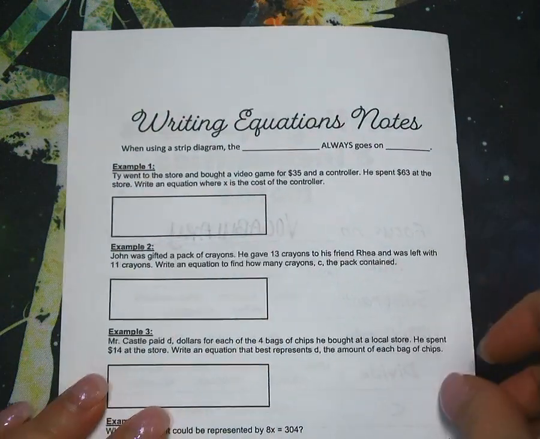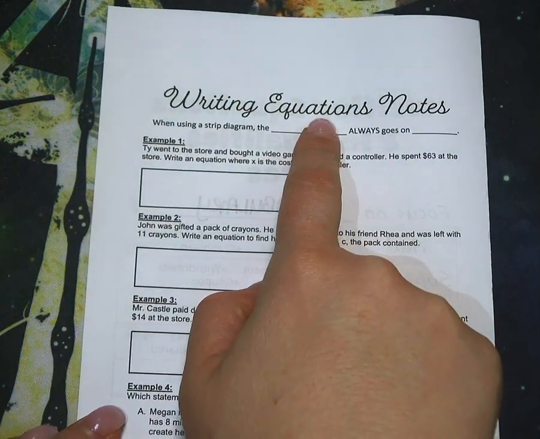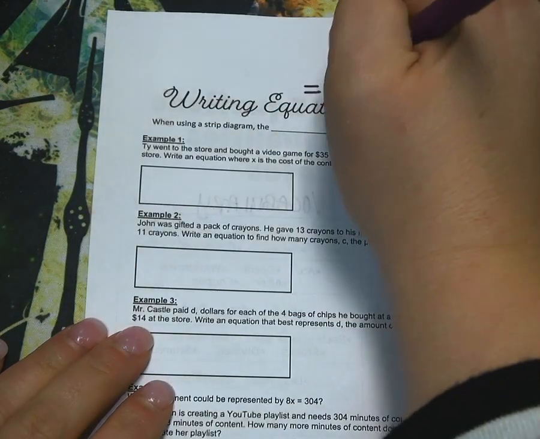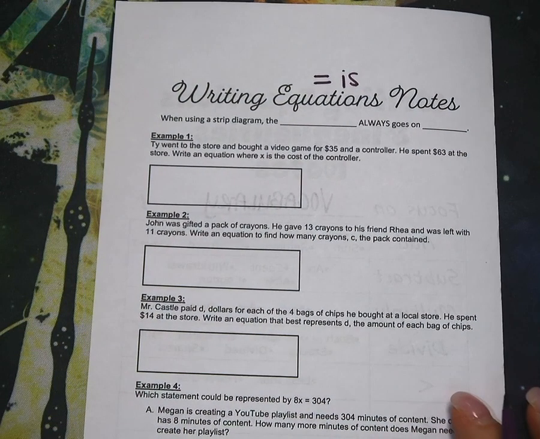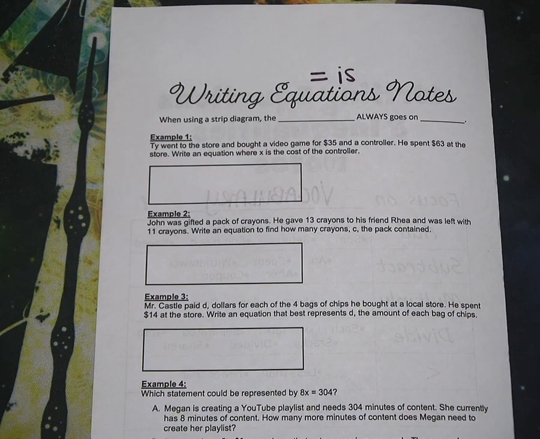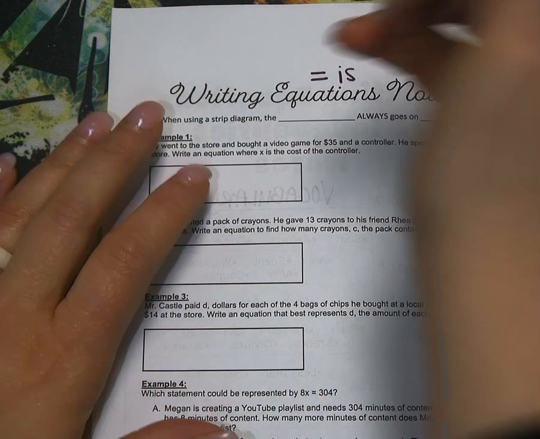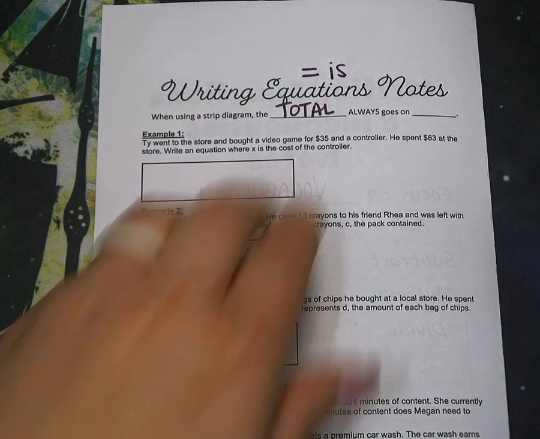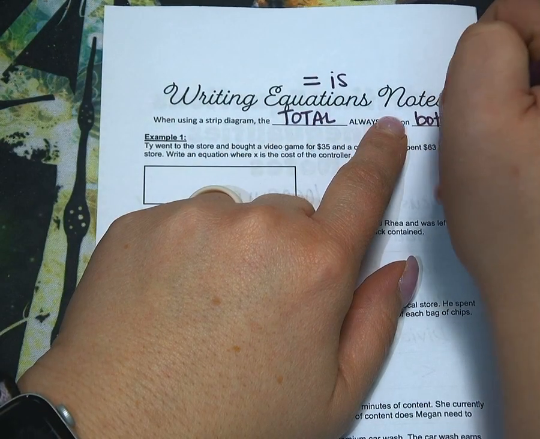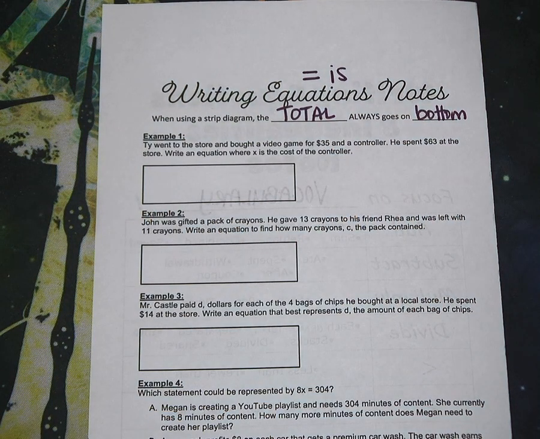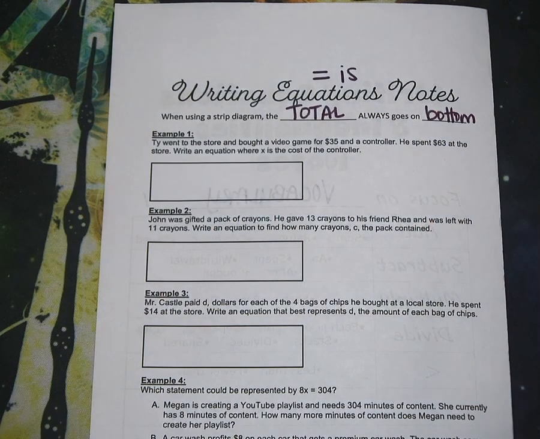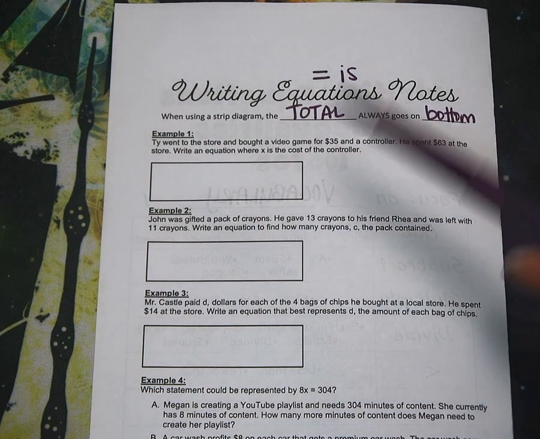Okay, again, just to focus on vocabulary, but we're going to start with equations. Remember, equations have an equal sign, or the word is. Okay, so when using a strip diagram, the total always goes on the bottom. So that's not new information for us. The total always goes on the bottom, okay? Again, not new information for us. So this is our strip diagram. I'm going to show you what to do. So this is just to help us create an equation.